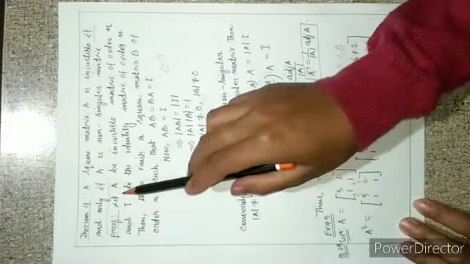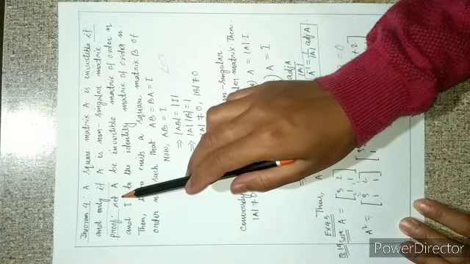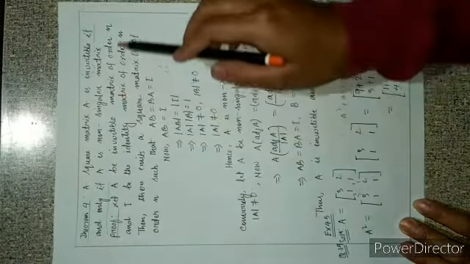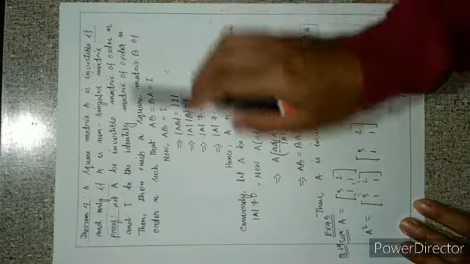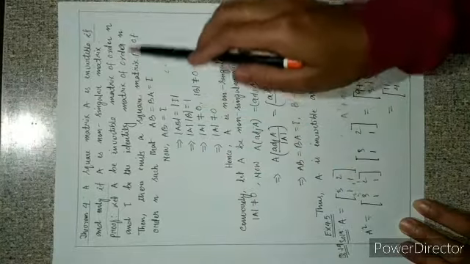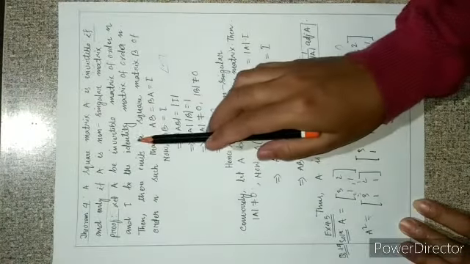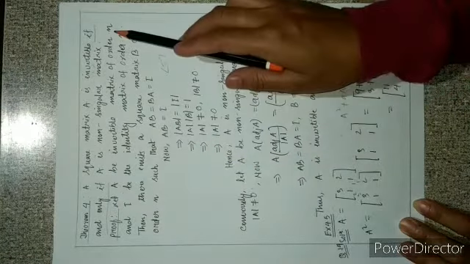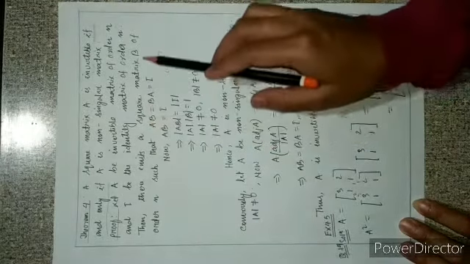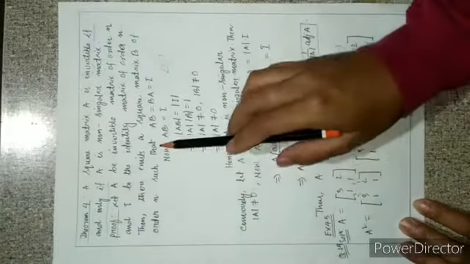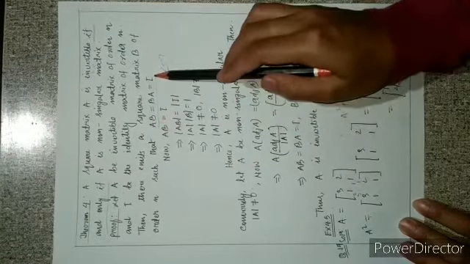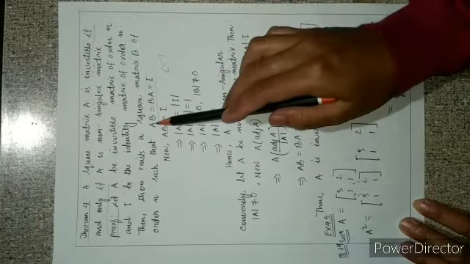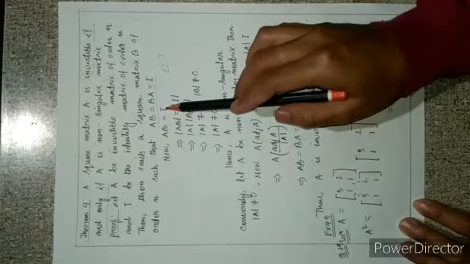Proof. First, let us consider A to be the invertible matrix of order n, and I be the identity matrix of order n. Then, since A is an invertible matrix, there exists a square matrix B of order n such that A into B and B into A is equal to I. See the definition of invertible matrix. Here AB is equal to I.